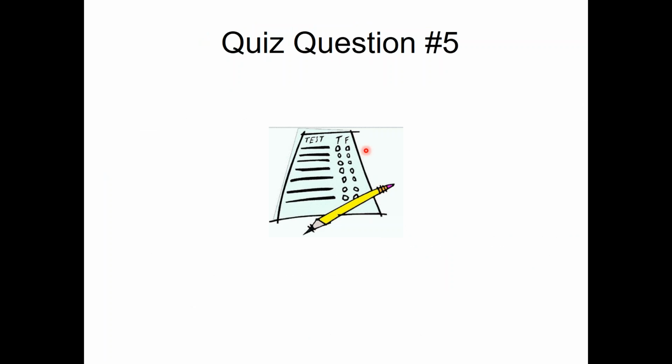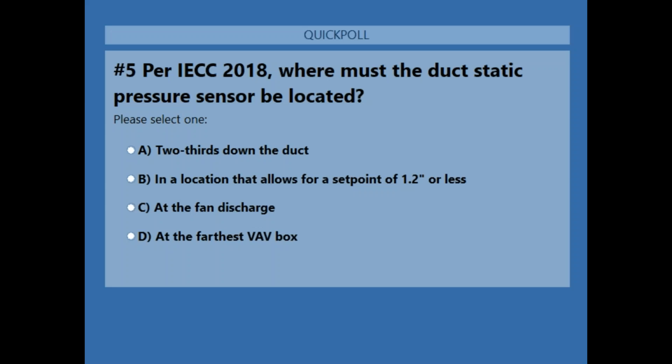All right, last quiz question. Actually, there's 2. I'll do them right now. Per the IECC 2018, where must the duct static pressure sensor be located? 2/3 down the duct, in a location that allows for a set point of 1.2 inches or less, at the fan discharge, or at the farthest VAV box. We'll answer this one. I'll pop up one more quick one, and then we'll be done.